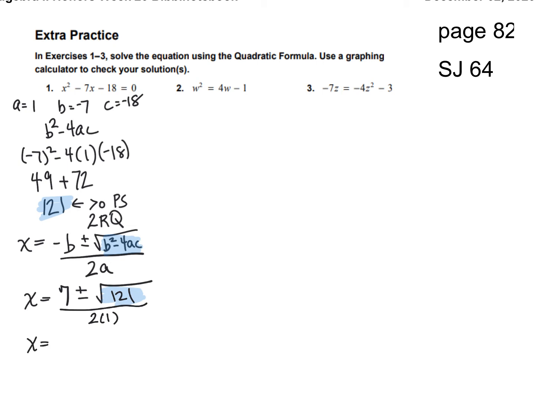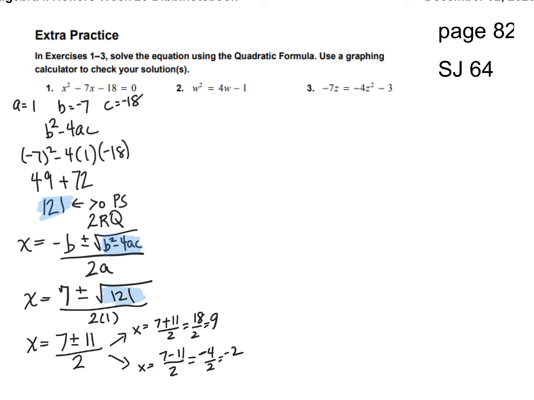So x will equal, I have to simplify that radical, 7 plus or minus 11 divided by 2 times 1 is 2. Then to find my two solutions, x equals 7 plus 11 divided by 2, and x equals 7 minus 11 divided by 2. 7 plus 11 is 18. 18 divided by 2 is 9. 7 minus 11 is negative 4. Negative 4 divided by 2 is negative 2. So my two solutions are negative 2 and positive 9.